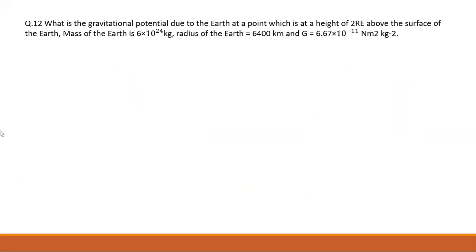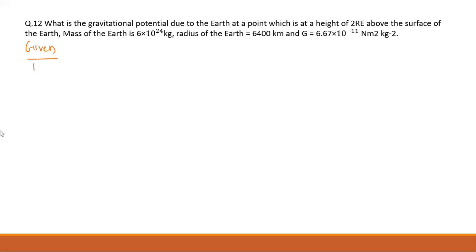What is the gravitational potential due to the earth at a point which is at a height of 2 Re, means 2 times radius of earth, above the surface of the earth? Mass of the earth is 6 into 10 raised to 24 kg. Radius of earth is 6,400 kilometer, and capital G is 6.67 into 10 raised to minus 11 Newton meter square per kilogram square. So first we will write what is given.